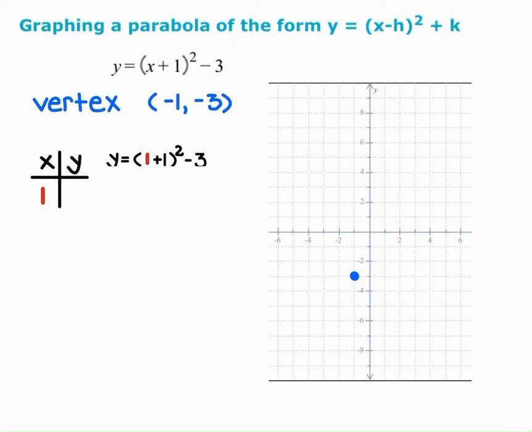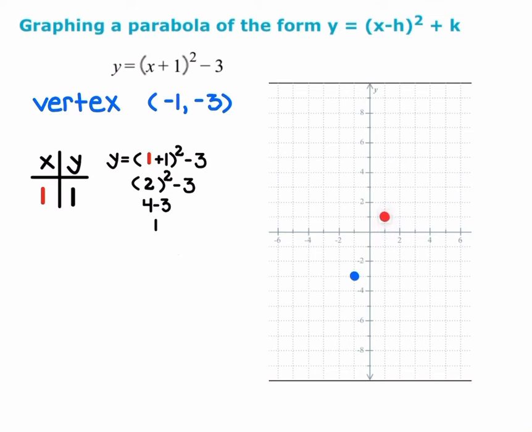To evaluate, we want to follow PEMDAS, so doing what's inside parentheses, 1 + 1 is 2, followed by exponents, and 2 squared, 2 times 2, is 4. Then what we have left is 4 minus 3, which is 1. So when we substituted 1 for x, we got out 1 for y. Let's plot that point, right 1, up 1.